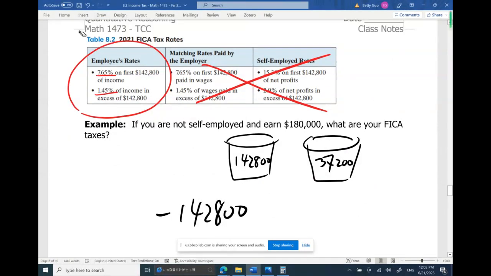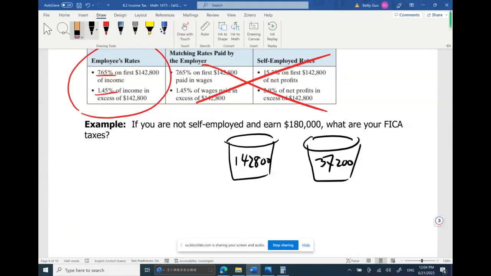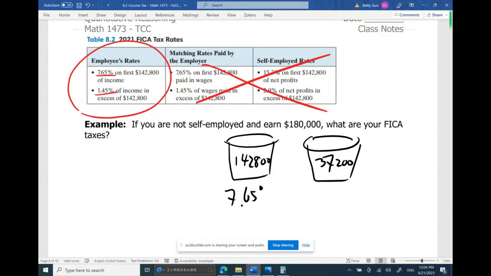It's very, very important. We are going to apply the FICA rate on top of your gross income, so we use the idea of buckets. You need 2 buckets. The first bucket has the first $142,800, and the second bucket has the rest of your gross income. We are going to apply 7.65% on the money in the first bucket, and then 1.45% on the money in the second bucket.